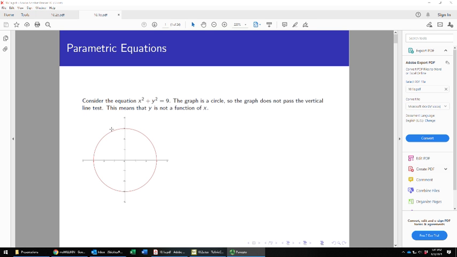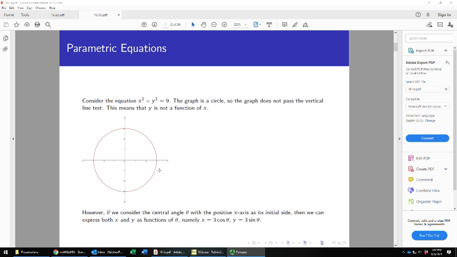It does not pass the vertical line test, so y here is not a function of x. Also notice that it doesn't pass the horizontal line test either, so x is not a function of y. So no matter which way I try to do this, y being a function of x or x being a function of y, we'd have to break it into two pieces. Okay? So let's see if there's another way we can possibly write this.